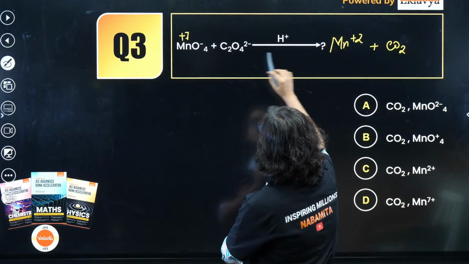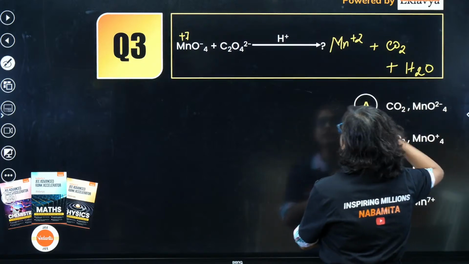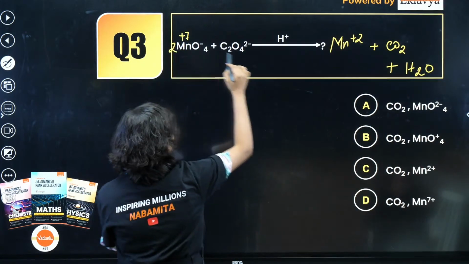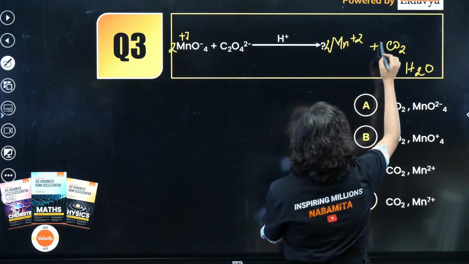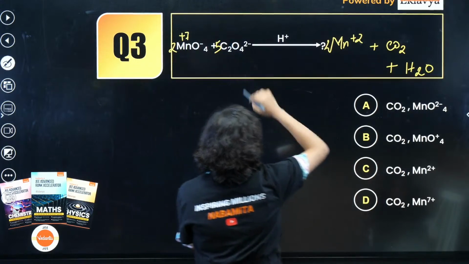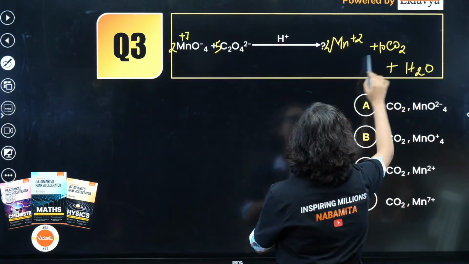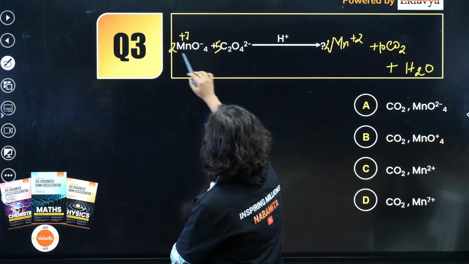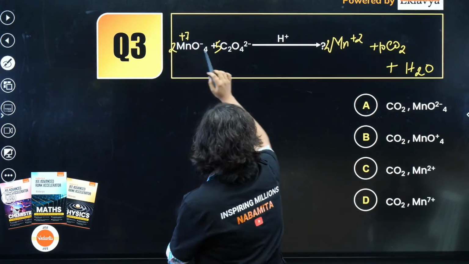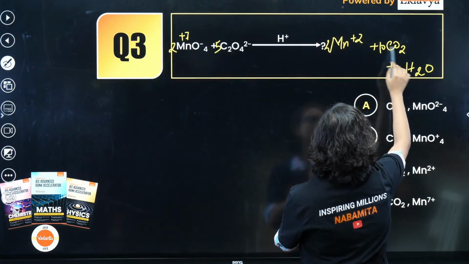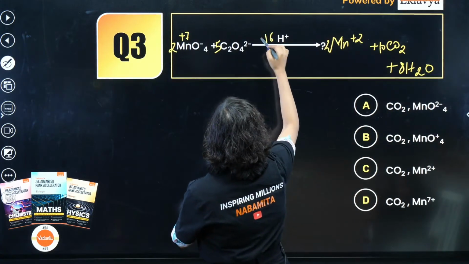Now to fulfill this, I will have to add H2O. The moment I add that, I will be getting 2 MnO4 minus here, and also 2 MnO4 minus on the other side. Then here we will have 5 C2O4 2 minus. So this will be 10 CO2, since 5 2s are 10. Now 10 2s are 20. Here we have 2 4s are 8, 5 4s are 20, 20 plus 8, 28 oxygen. So 10 CO2 gives 20, and here we need 8 more oxygen. So 8 H2O. The moment I add 8 H2O, this will be 16 H plus.